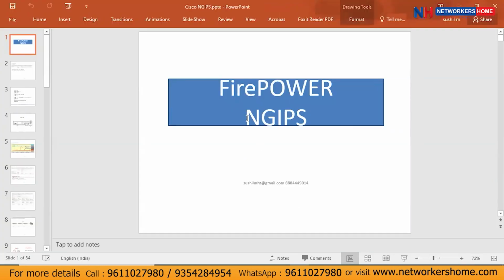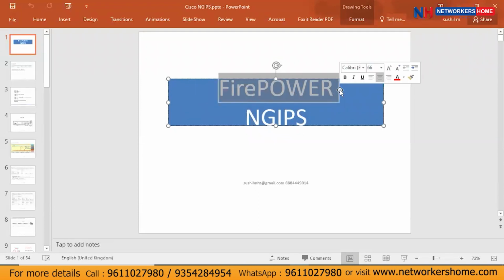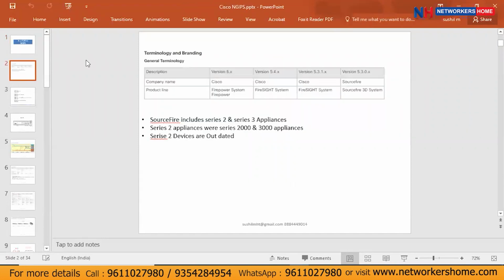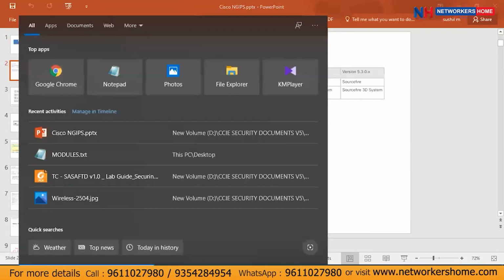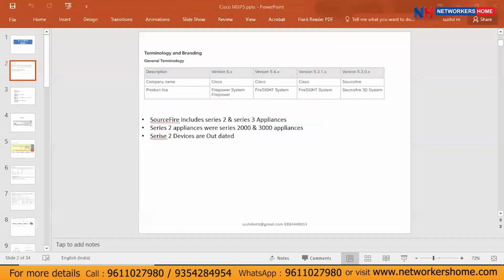Okay. So today we are starting with NGIPS. We'll understand what NGIPS is. Now, NGIPS is basically a part of Firepower. Those who are new will come to know where this Firepower term came from. If you see the history, this Firepower term has come from Cisco itself. How did it come? What was the earlier term? Those things I'm going to discuss. So I'll tell you a little bit about the history of NGIPS.